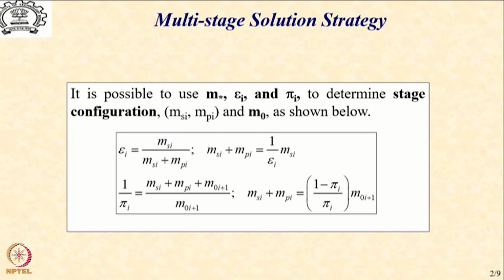I am assuming that epsilon i and pi i are going to be available to me, and based on that I should be in a position to solve for m_si and m_pi. Of course, these are not very straightforward equations, because if you see the second one, m_0,i+1 appears in it. So it cannot be directly solved, and there is a strategy by which we will be in a position to solve these equations.